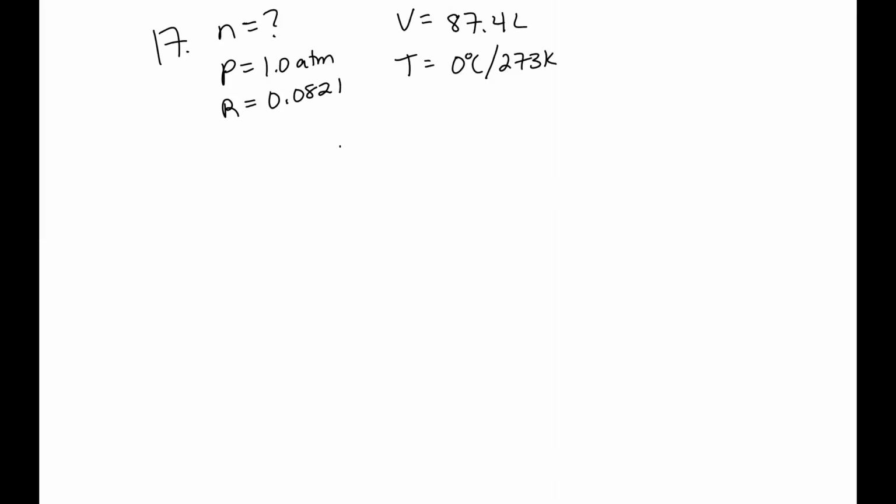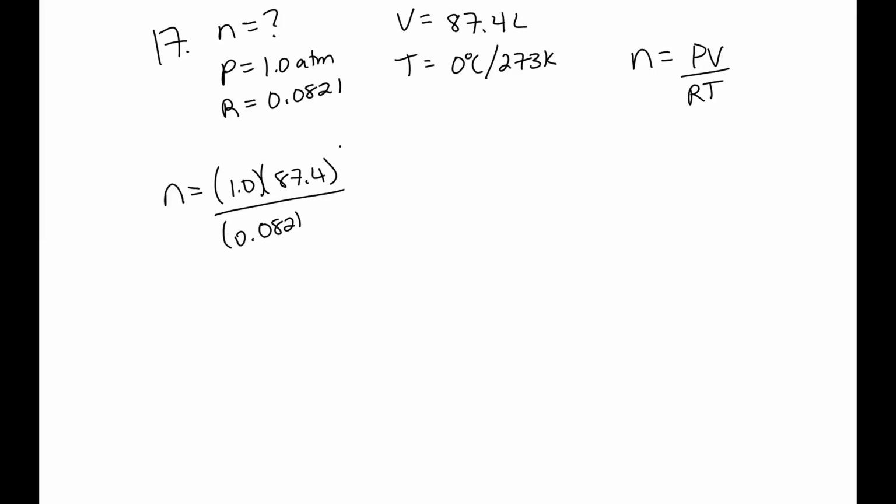Okay, now remember our equation is N equals, what is it? N equals PV over RT. So N equals P, which is 1.0, V 87.4 over R 0.0821 times 273. And when we do that, we get 3.90 moles of CO2. Okay, now we're going to use that to put into our picket fence.